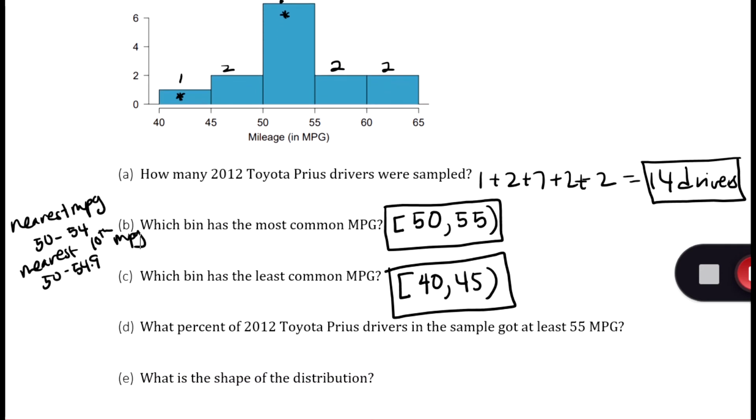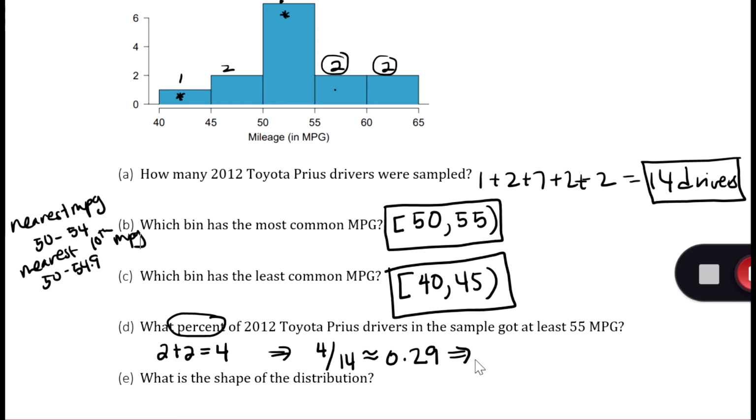What percent of 2012 Toyota Prius drivers in the sample got at least 55 miles per gallon? Remember, 55 miles per gallon is in this bar, and above that is at least 55 miles per gallon. So we look at these two bars, and there's 2 plus 2, which is 4, but we want the percent. So we have 4 out of how many we sampled, which is 14, which is approximately equal to 0.29, which is 29%.